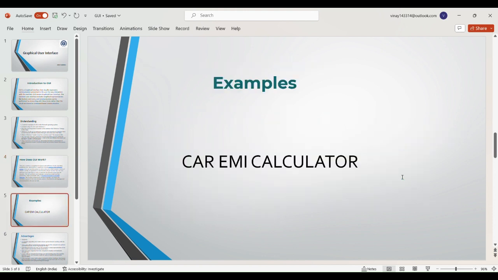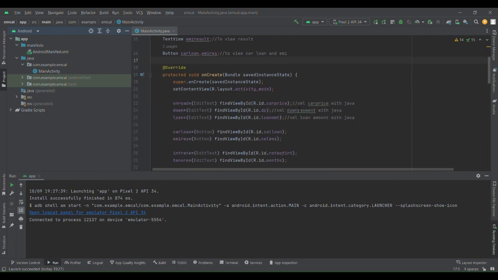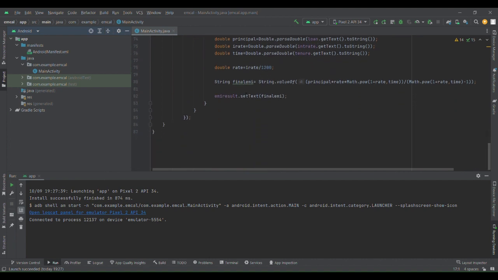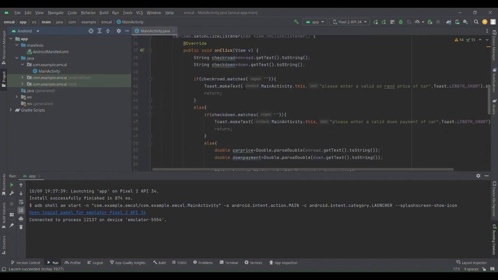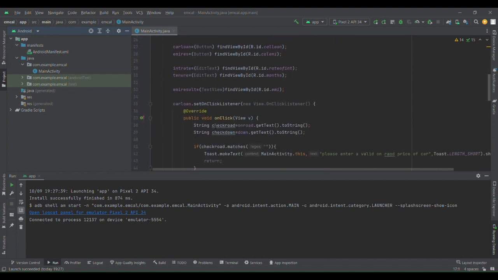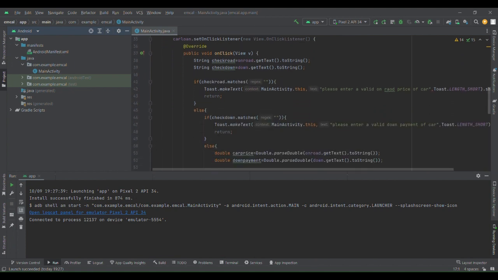Now, the example I have taken here is a car EMI calculator, and we have designed it in Android Studio, and here you can see the code in JavaScript. So a brief introduction about the code: here we have a car EMI calculator, and we have given some basic inputs, and to calculate the car EMI we have used a formula that you can see here.